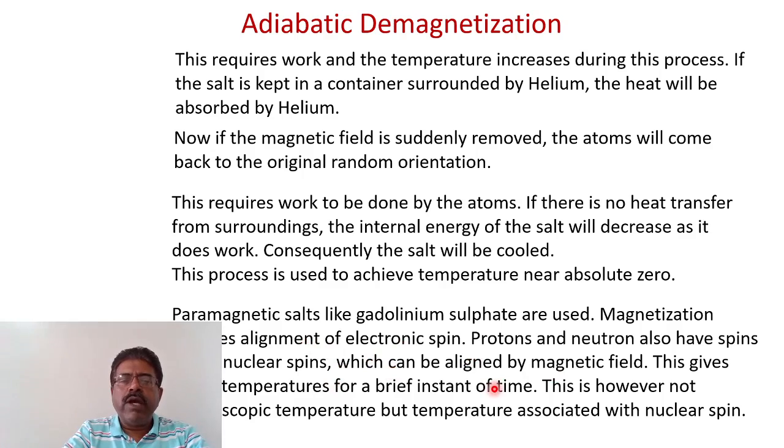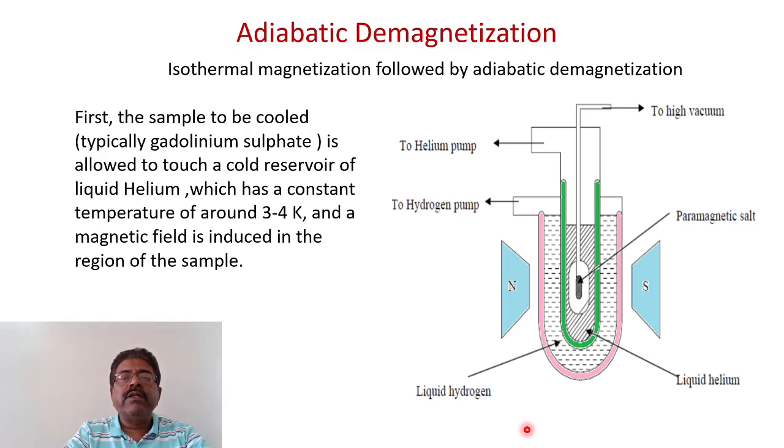Protons and neutrons also have spins, you know that. So in an atom, the proton and neutron also have their spin. They are called nuclear spin. Now, these can be aligned by a magnetic field. This gives lower temperatures for a brief instant of time, and this will be a tremendously lower temperature, very near to absolute zero. However, this is not a macroscopic temperature, but a temperature associated with the nuclear spin.